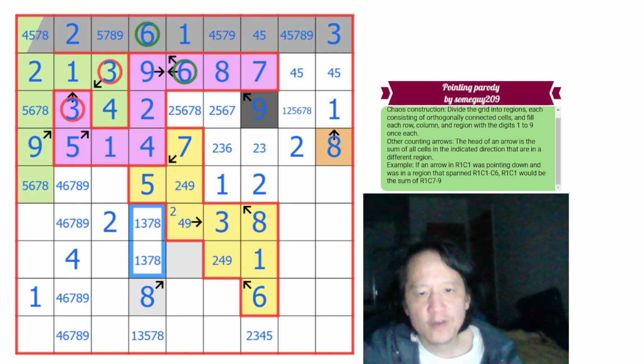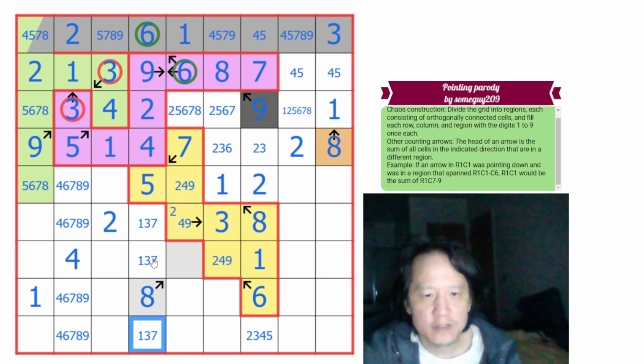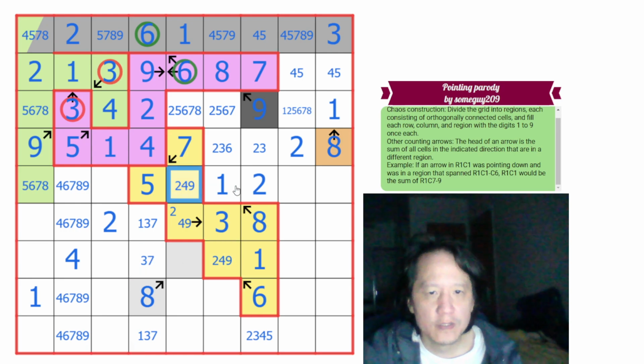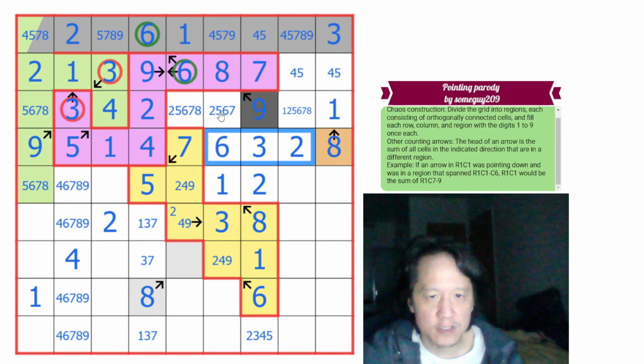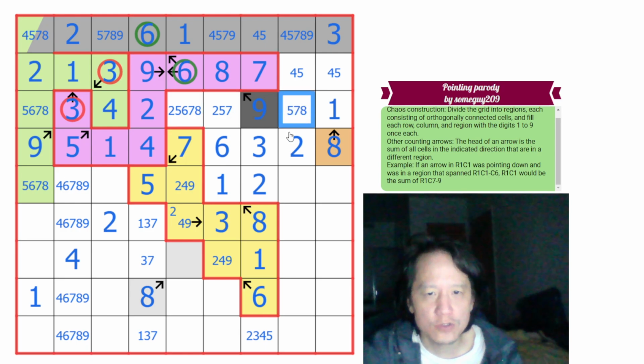So this can't be 5 or 8. This can't be 5 or 8. This can't be 1. This is, okay, so this can't be 2. So this is 3, which makes this 6, because we have a 2, 3, 6 triplet. This can't be 6. This can't be 6 or 1 or 2.